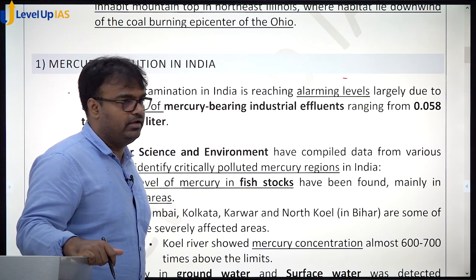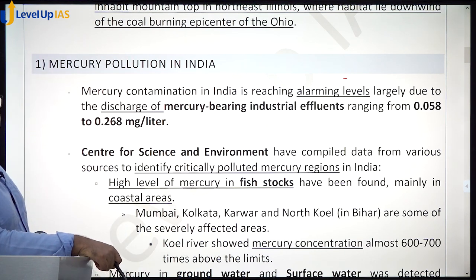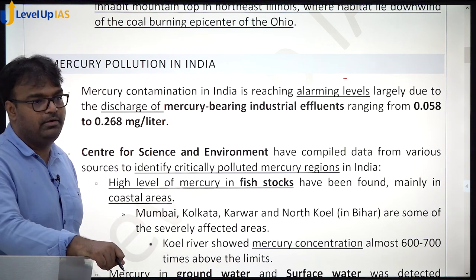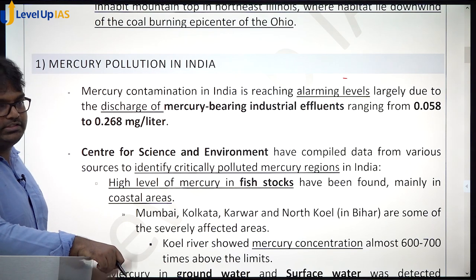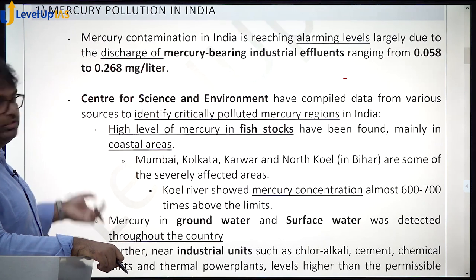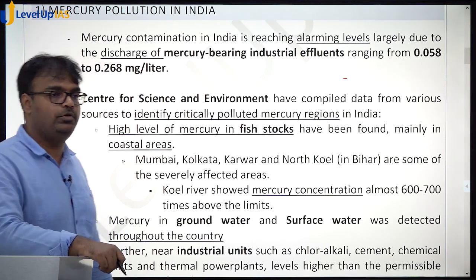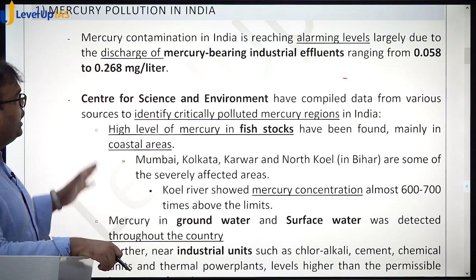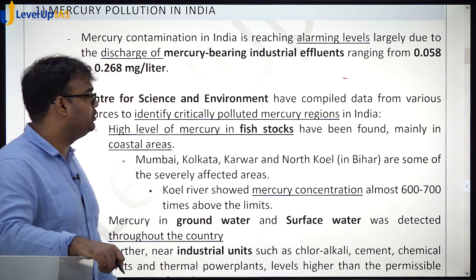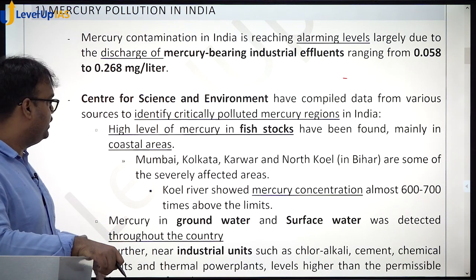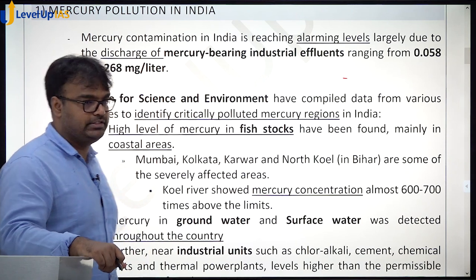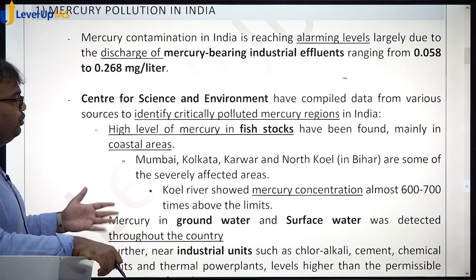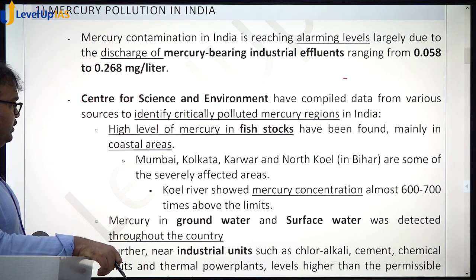Industrial effluents in India have been seen to release mercury from 0.058 to 0.268 milligram per liter. Industrial effluent is becoming a big concern. So other than thermal power plants, it's industrial effluent which is a cause of concern. According to the Center for Science and Environment, high levels of mercury are found in fish stocks, mostly from coastal areas of Mumbai, Kolkata, Karwar, etc. Then North Koel River, from there also fish is known to have very high concentration of mercury.